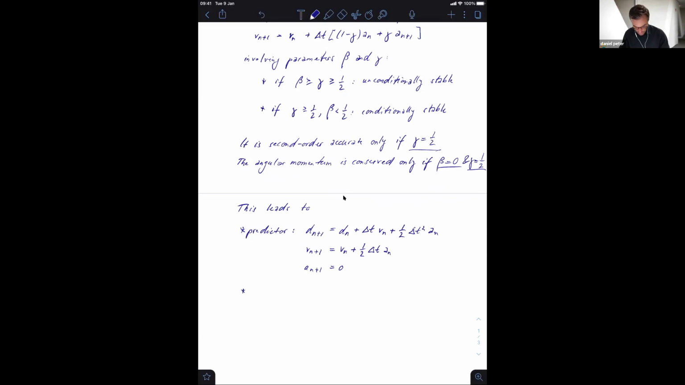Then comes the actual solve for our degrees of freedom. So we have the mass times the corrector term for the acceleration equal to F_{n+1}, which means that this corrector term for the acceleration is 1 over m times the right-hand side vector highlighted at n+1.